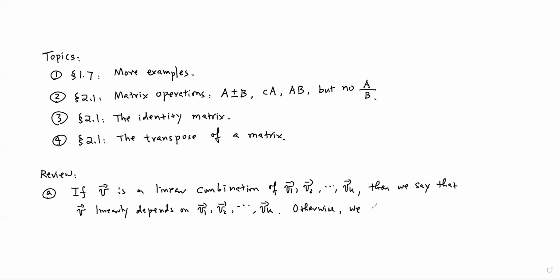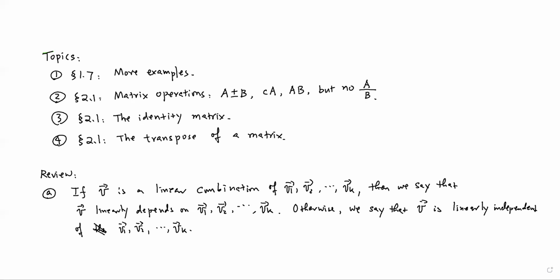So this is the definition of linearly dependent and linearly independent. This is for a single vector.